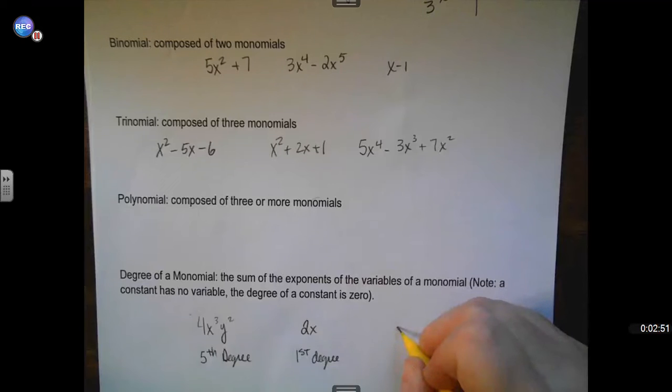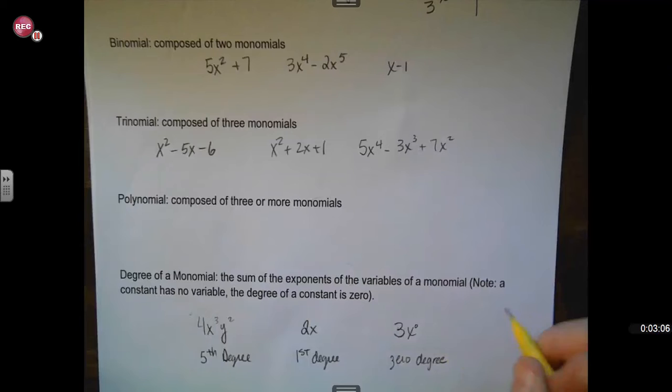If I had 3 or any constant, that's a 0 degree monomial, because technically this would be like 3x to the 0, because anything to the 0 power is 1. And so if it's just a constant, then it's a 0 degree monomial.